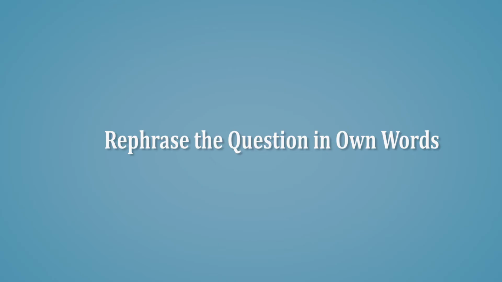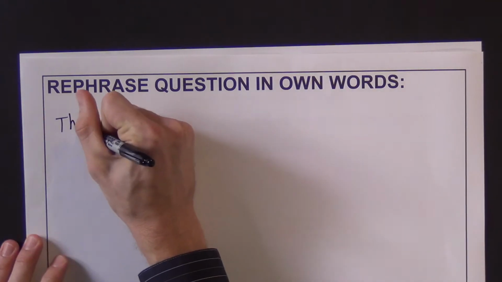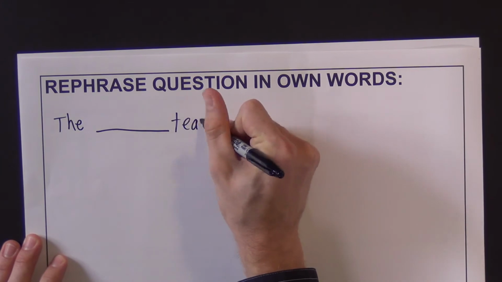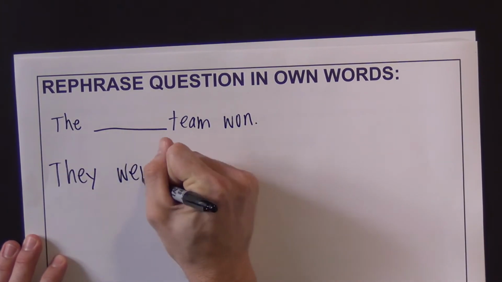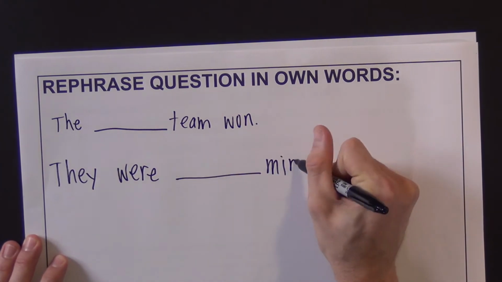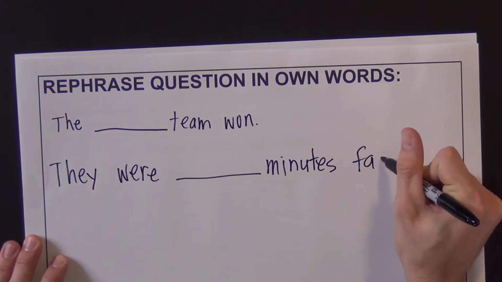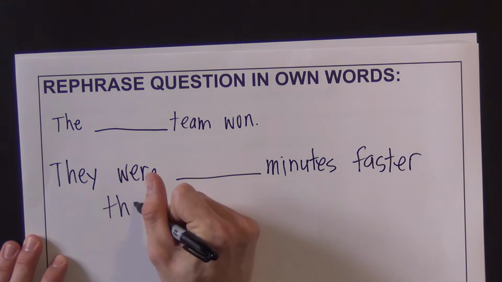To begin this problem, we will rephrase the question in our own words. I know that the question asks which team won and how much faster they were than the other team. So I'll want to write: blank team won. They were blank minutes faster than the other team.